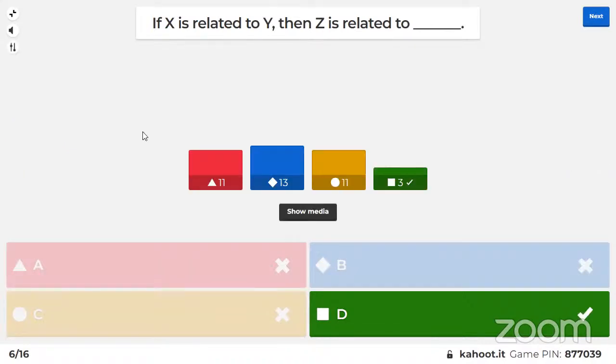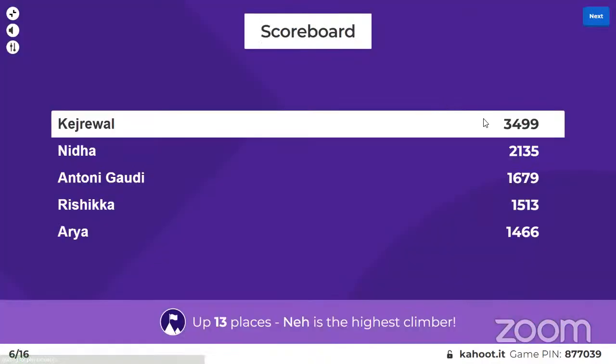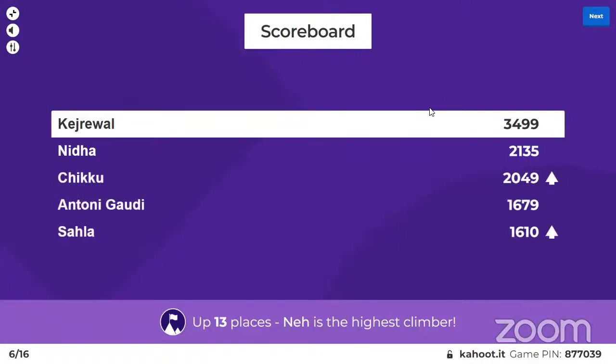All right, so if x is related to y, then z is related to d, the figure in D. Close competition. I think most of you have made it wrong. Tight competition between who can make the questions wrong: 11, 13, 11. Right, moving on to the leaderboard.